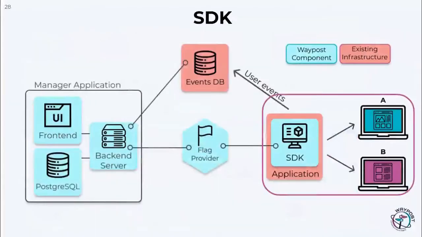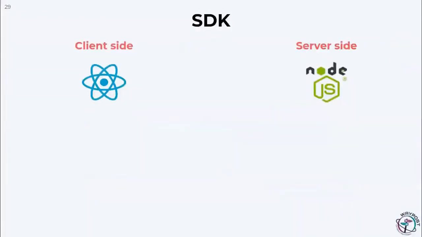The SDK is a package that's installed into your application. It stores a copy of the flag data, and it is responsible for evaluating flags to help you render multiple versions of your application and place users in experiments. We currently have SDKs for React on the client side and Node on the server side. You can install an SDK into your app using npm.